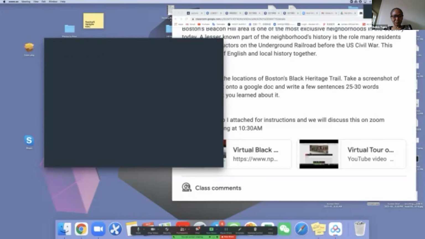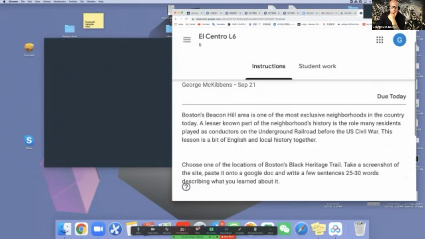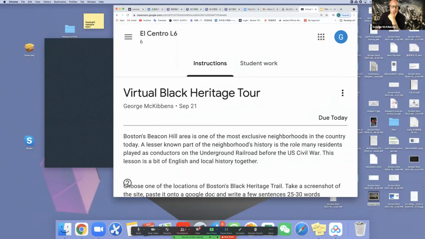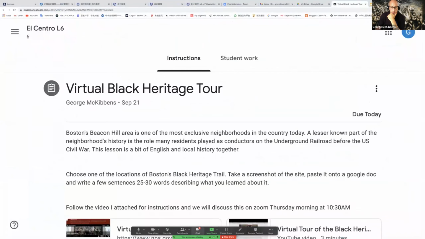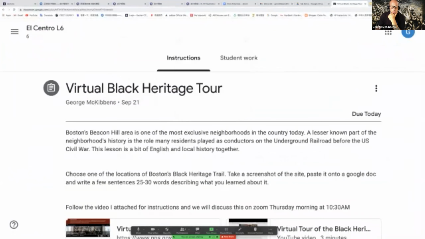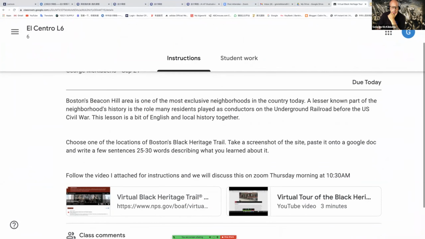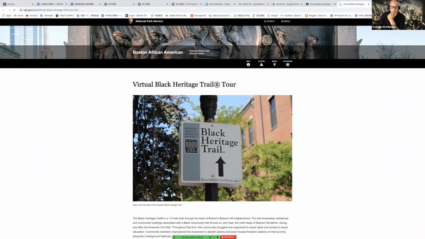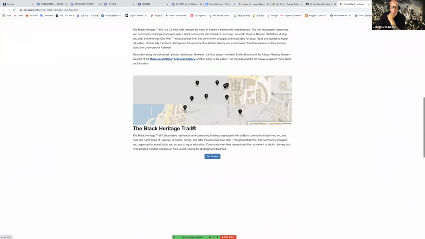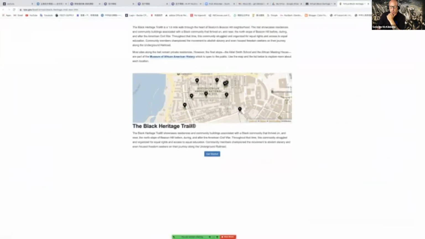Now, here's the way you can find the answer. You're on your screen at the moment. I'm going to share my screen, and let's go directly into the assignment. So there's the virtual Black Heritage Trail. And when I go in, I scroll down, there's the map of all the different sites. Let me blow this up.